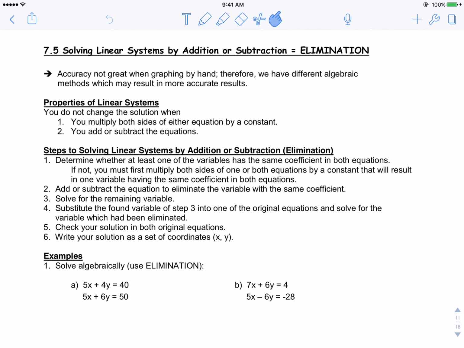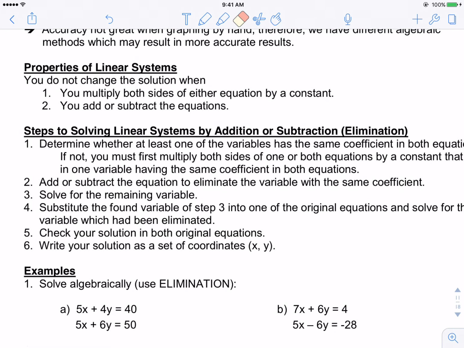Another algebraic method to solve linear systems is something we call elimination, which is basically adding or subtracting the two equations together in order to get a single variable equation. We can take that single variable equation and solve for that variable, and then resubstitute what we find back into one of the other equations to find the other missing variable. Okay, so remember just a couple of things.